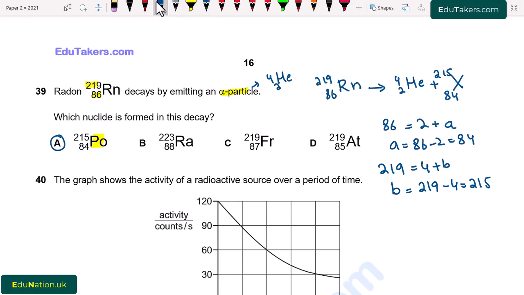In the B, here is RA with atomic number 88, so it is incorrect. In the C, here is FR with atomic number 87, which is also incorrect. D, again atomic number is 85, which is incorrect.